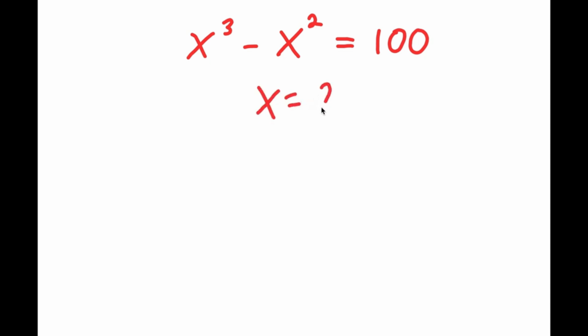Alright, in this video, I'm going to be solving the equation x to the power of 3 minus x squared is equal to 100. So, my only variable in this equation is x, so this is what I'm going to be solving for. And now for my solution.